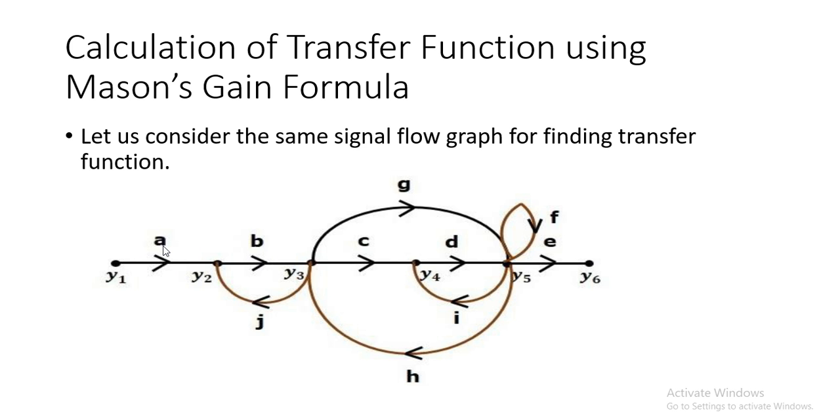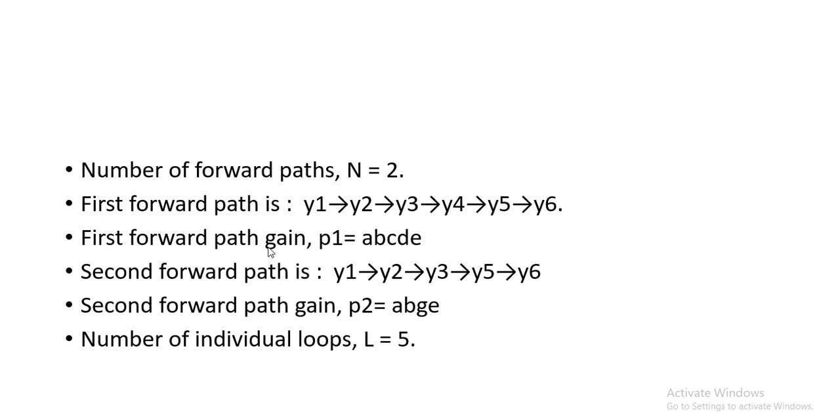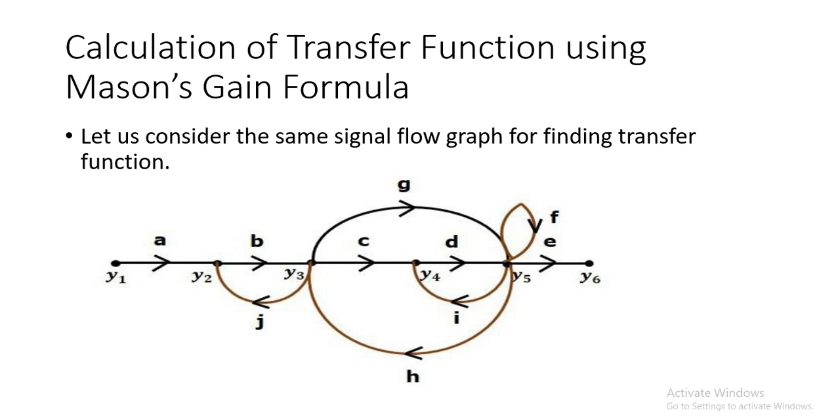So that is nothing but A, B, C, D and E. Okay, so the first forward path gain is P1 is equal to A, B, C, D, E. So what is the second forward path gain? For the second forward path we have to see first. Secondly, we can trace this path from this line like this up to the y6. Okay, so it will be like this: y1, y2, y3, y5 and up to y6.